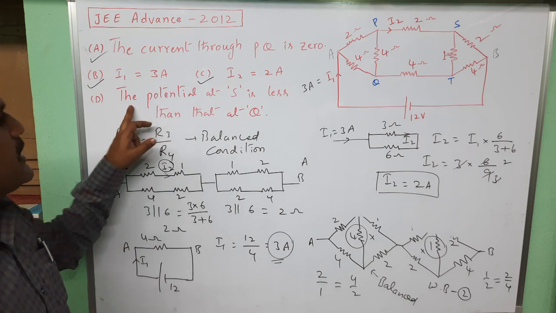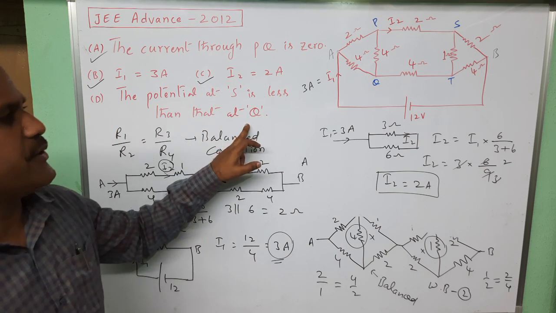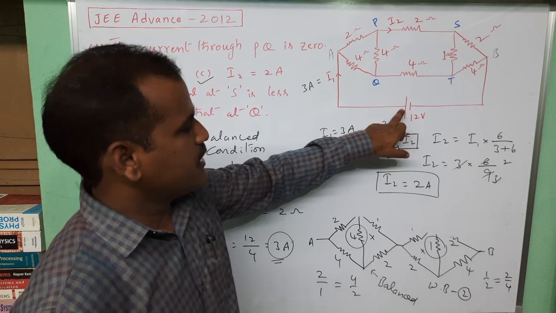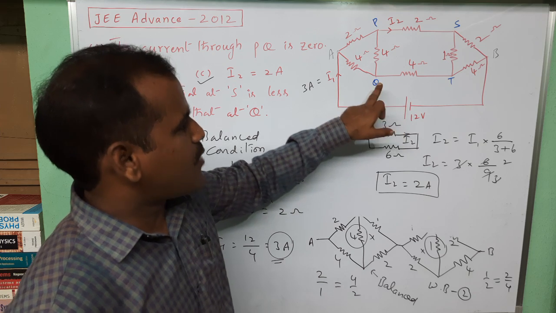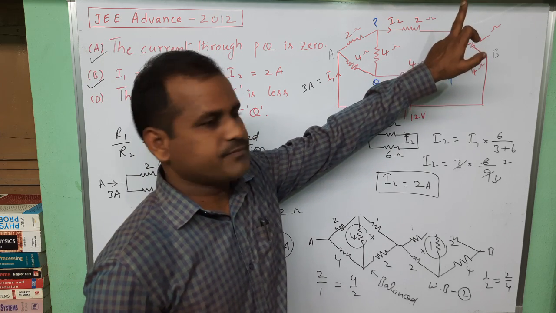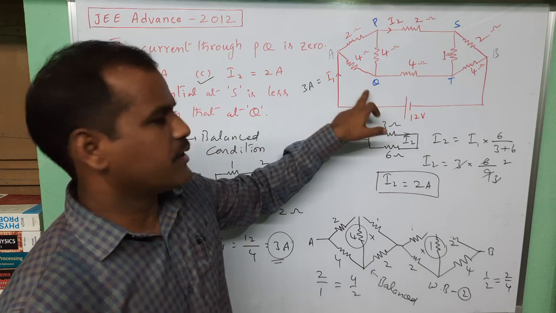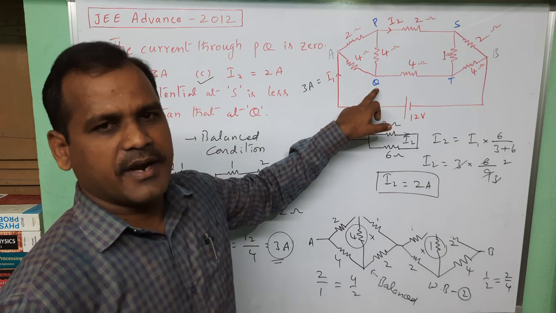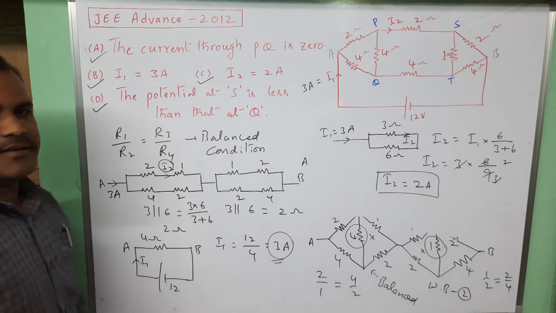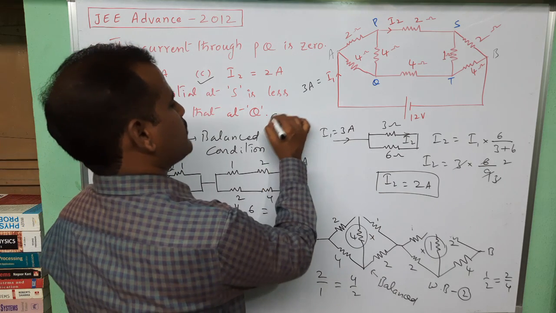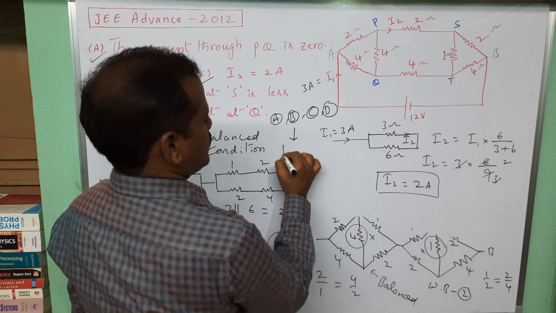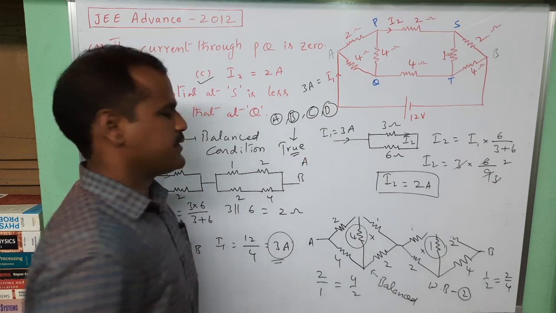And finally, if you observe, the potential at S is less than that at Q. Here Q point is here. This resistor is near to this positive terminal of the battery. So obviously Q is at a higher potential than T or S. This is far when compared to Q. So Q should be obviously at a higher potential when compared to S. So that option D also correct. So in this question, options A, B, C, D all are true. Right. Thank you.